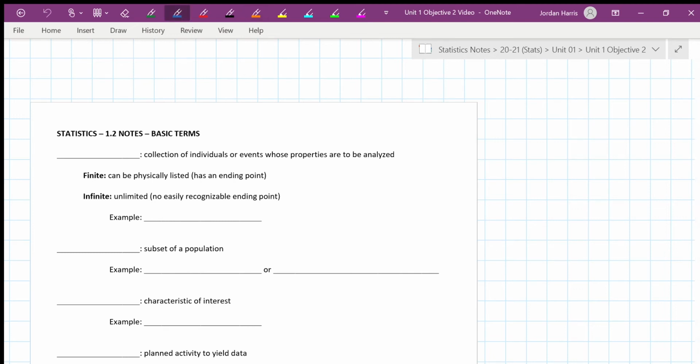These are terms that are going to come up all the time throughout the year. So you want to make sure you know these 8 terms. This is a big section on the test, these 8 basic terms. The first is a population.